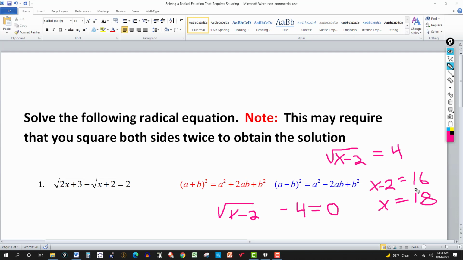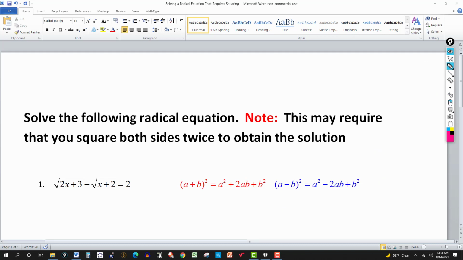This one checks. But notice if I have, say, 1 equals negative 1, that's a false statement. 1 cannot equal negative 1. But if I square both sides, I get 1, and negative 1 squared is 1. Okay, I get a true statement. What this means is when you square both sides, it's possible that you'll get answers that will work for the squared equation, but not for the original equation. So you always have to go back and check your solution, especially with radical equations. You should always check, but just keep in mind that you could get extraneous roots.